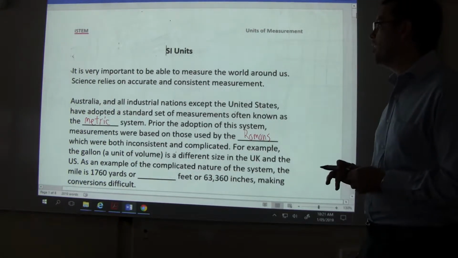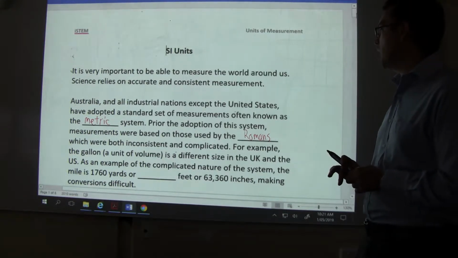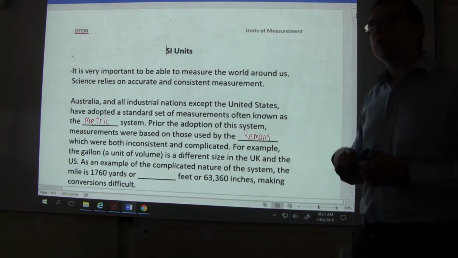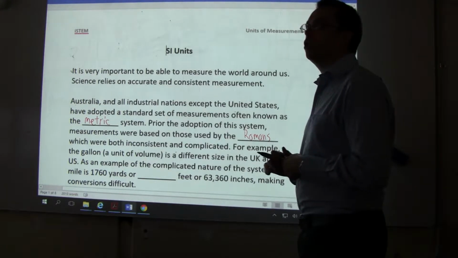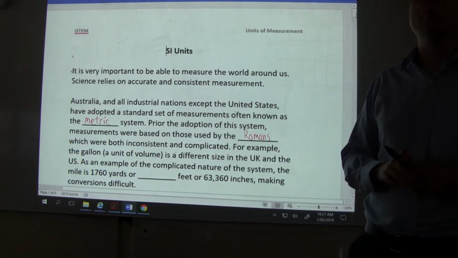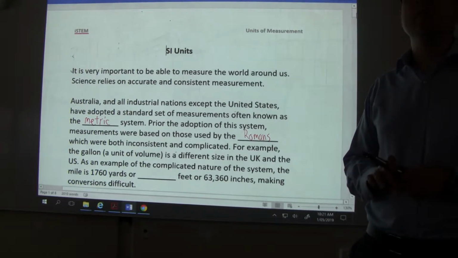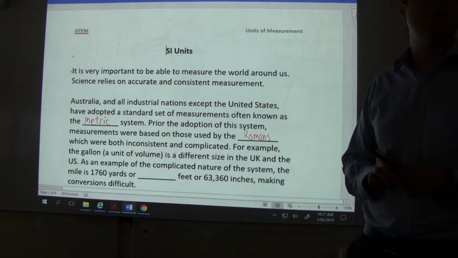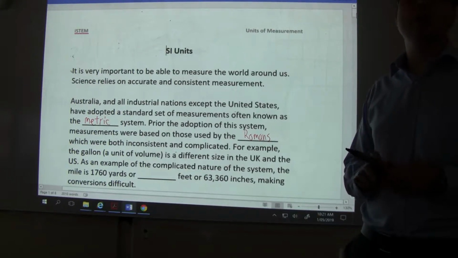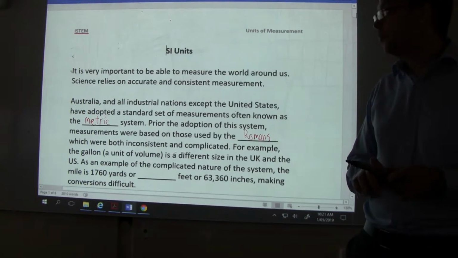For example, the gallon, a unit of measurement, is a different size in the UK and the US. Now, if I wasn't recording, I'd take some time to show you a 44-gallon drum or a 40-gallon drum. They're the same thing, it's just a different word. That's because England and America can't agree on how big a gallon is.